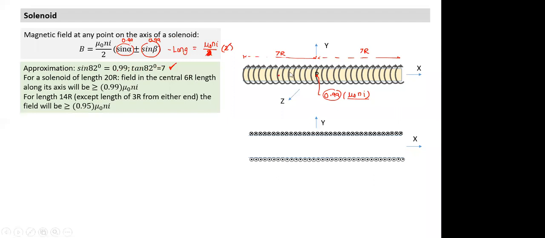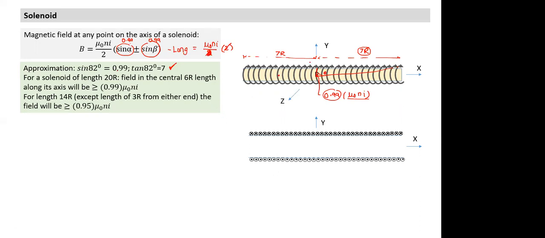So tan theta is equal to 7. When tan theta has to become 7, this length has to become 7r, and this is r. Then tan theta will be 7 and sine theta will be 0.99, and the field will be equivalent to 99% of mu naught Ni value.